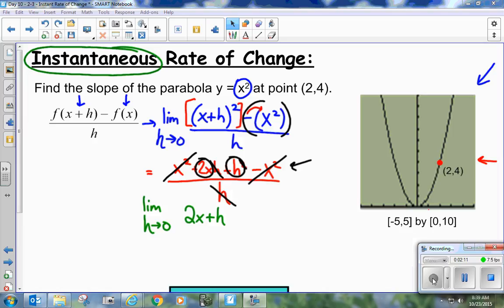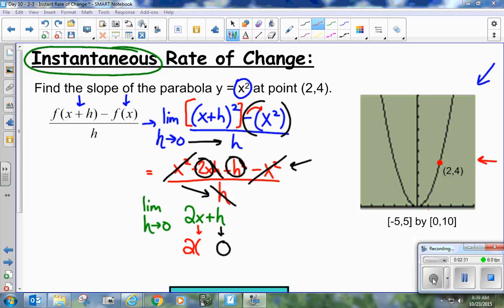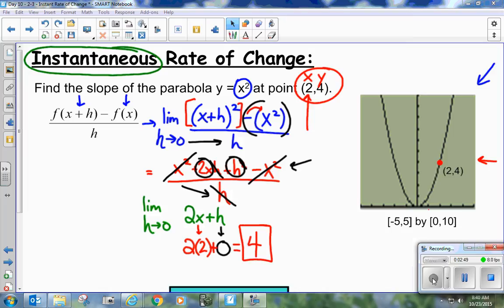I could not substitute my h in before, because 0 in the denominator makes it undefined. I couldn't put a 0 in until I canceled it out. I can now put my 0 in here. But what about my x? What do I do for my x? Here's my x right here, in the point (2, 4). That's a coordinate; it gives you an x and a y. I want the x, so I put that in for my x: 2 times 2. Well, the slope is 4. There's a slope of 4 right at the point.